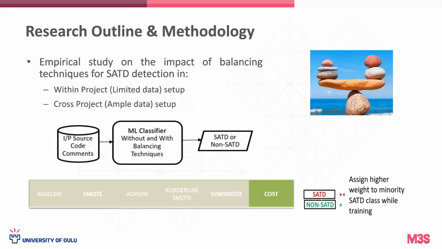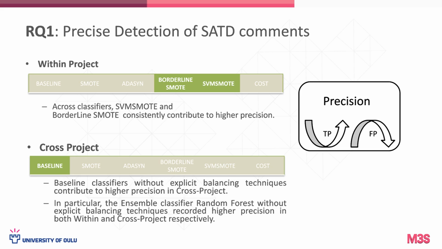In the classifier level balancing technique, COST, higher weights are assigned to the minority class such that each misclassification of the minority class would penalize the machine learning model during training, with the aim to learn the features of the minority class better. A quick walkthrough of the results of our experiment.